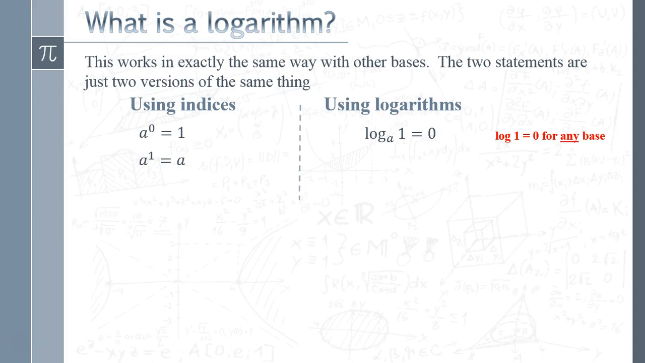There's another fairly obvious statement: a to the power 1 equals a. That looks like this using our logarithm version. And what that means this time is if you've got the base and the value the same, as I've got inside my little red circle there, then the value is always going to be 1.